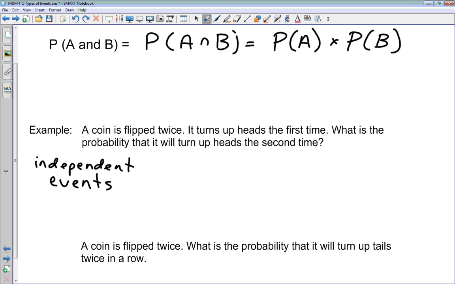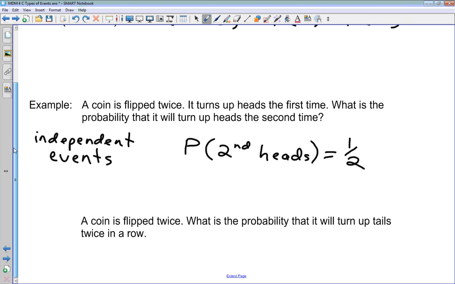Well, if I flip the coin, the chance of heads or tails is the same every time I flip it. It's always going to be 50-50. So if we're only interested in that one single coin flip, the second one turning up heads, it's the same as for any other coin flip. The probability of getting heads is going to be 1/2. Okay. Now, let's look at the second part here.